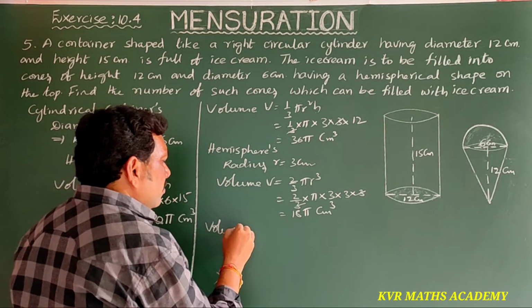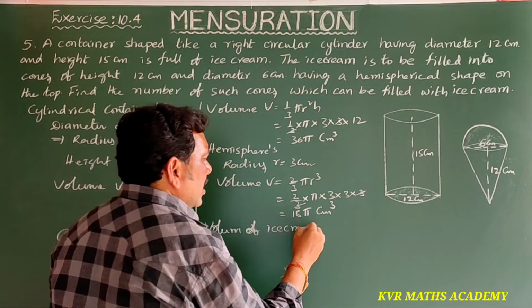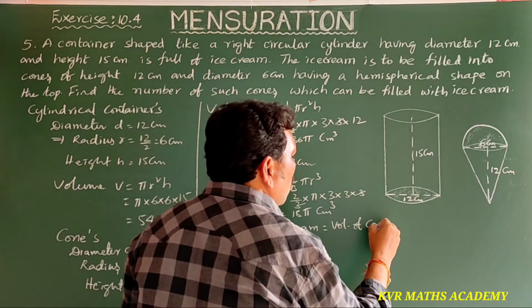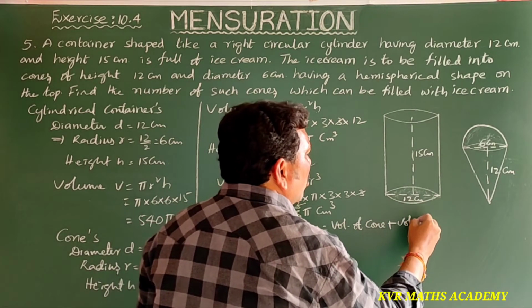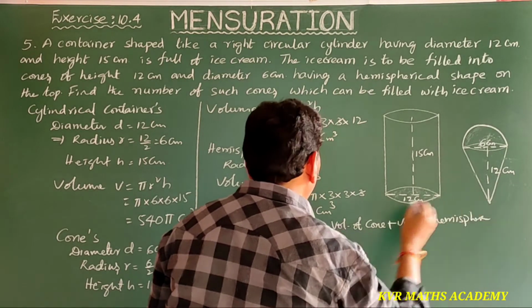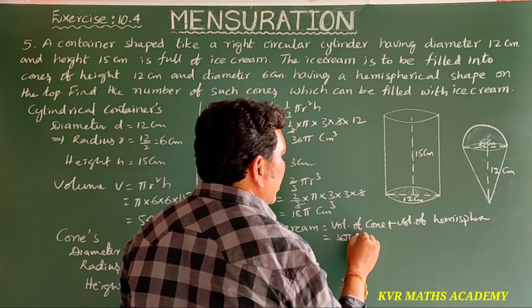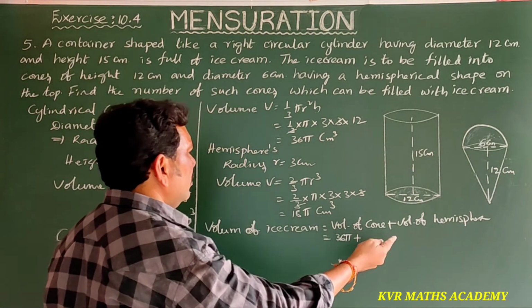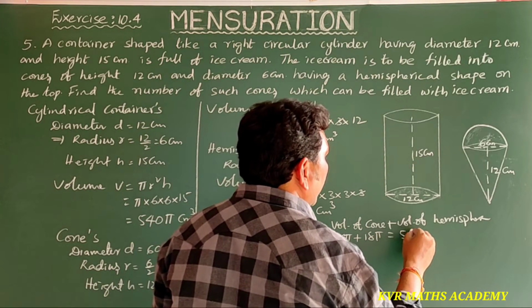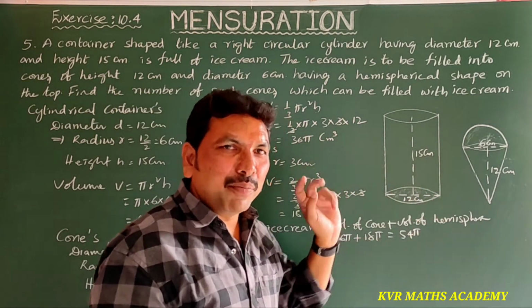Volume of ice cream is equal to volume of cone plus volume of hemisphere. Volume of cone is 36 pi plus volume of hemisphere 18 pi, that is equal to 54 pi. So, the volume of the ice cream is equal to 54 pi.